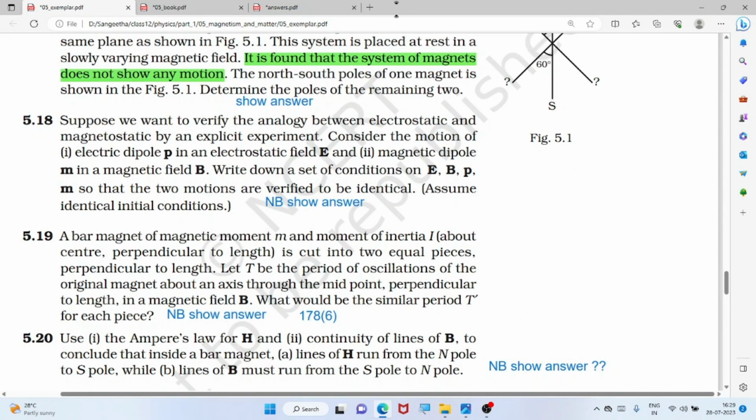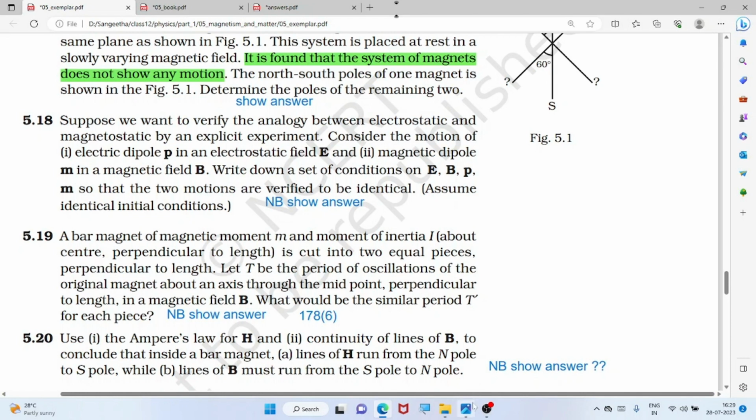Suppose we want to verify the analogy between electrostatics and magnetostatics by experiment. Consider the motion of an electric dipole P in an electric field E, and a magnetic dipole M in a magnetic field B. Write down the conditions so that the two motions are verified to be identical. Assume identical initial conditions.